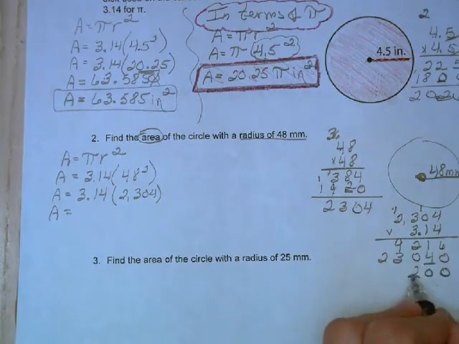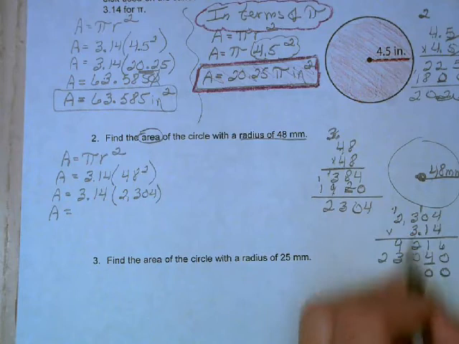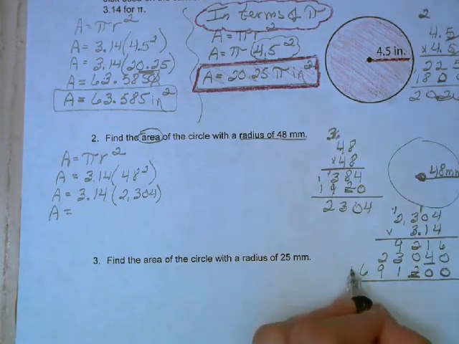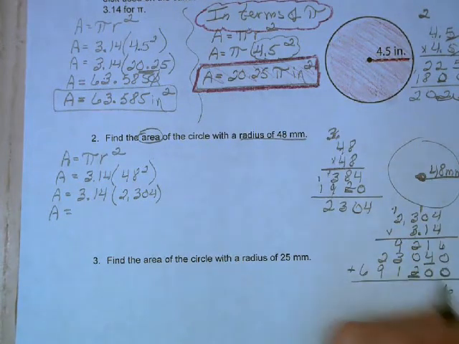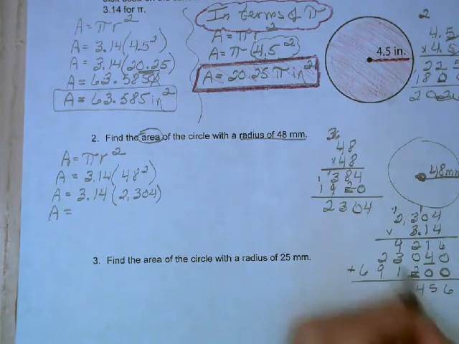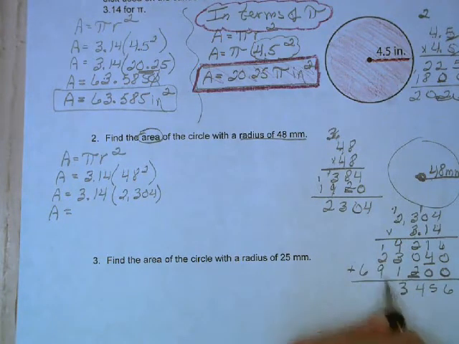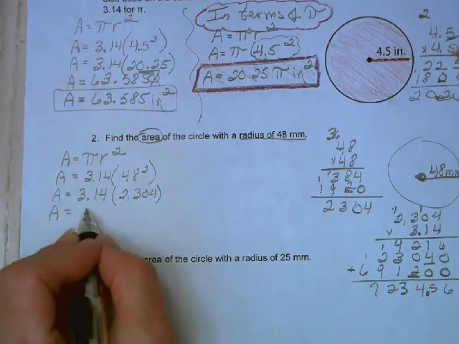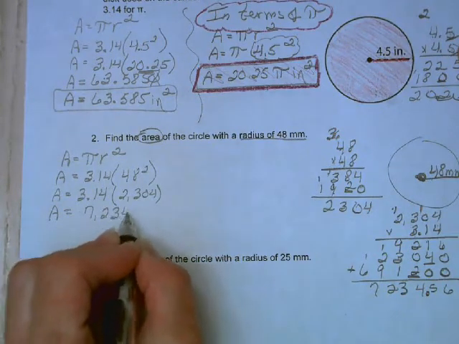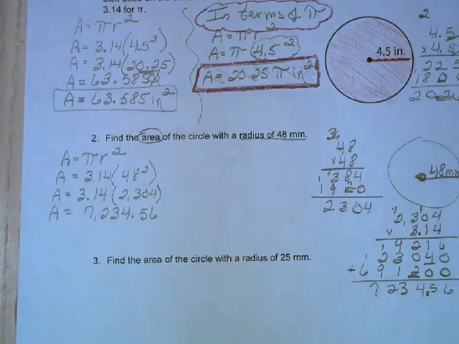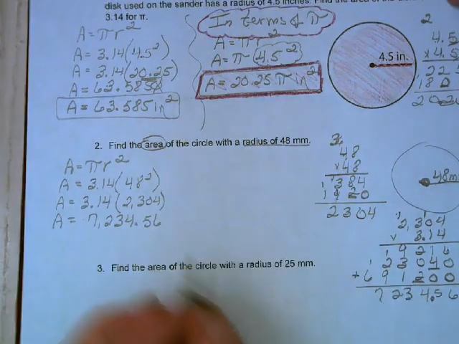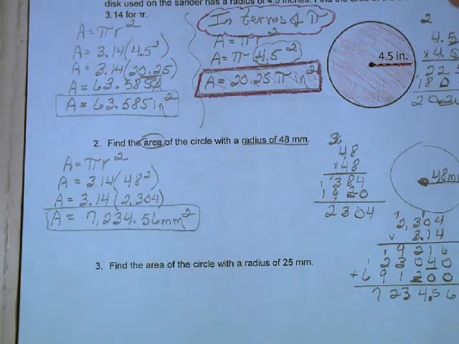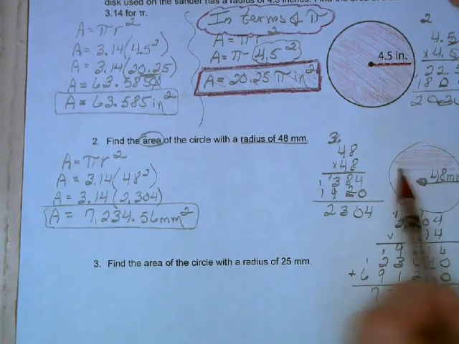3 times 4 is 12. 3 times 0 is 0 plus 1 is 1. 3 times 3 is 9. 3 times 2 is 6. I know I went into the other area. So I've got 6, 5, 4, 13, 12, and 7. 2 places in, I get area equals 7,234.56 hundredths millimeters squared. And again, that is the area of this beautiful circle that I drew.